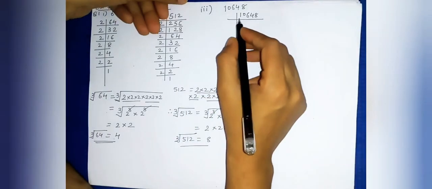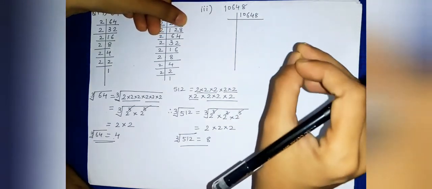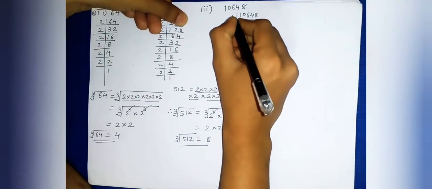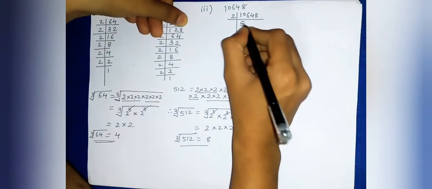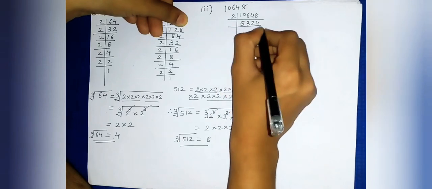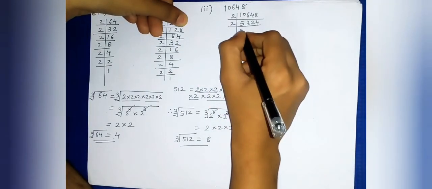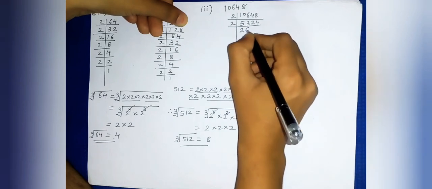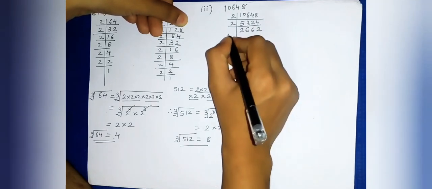The third one is 10648. So this is our question. Now again we will take out the factors by prime factorization. We will start with 2. So 2 5s are 10, 2 3s are 6, 2 2s are 4 and 2 4s are 8. Now in the next step again we will take 2. So 2 2s are 4, 2 6s are 12, 1 left, again 2 6s are 12 and 2 2s are 4.